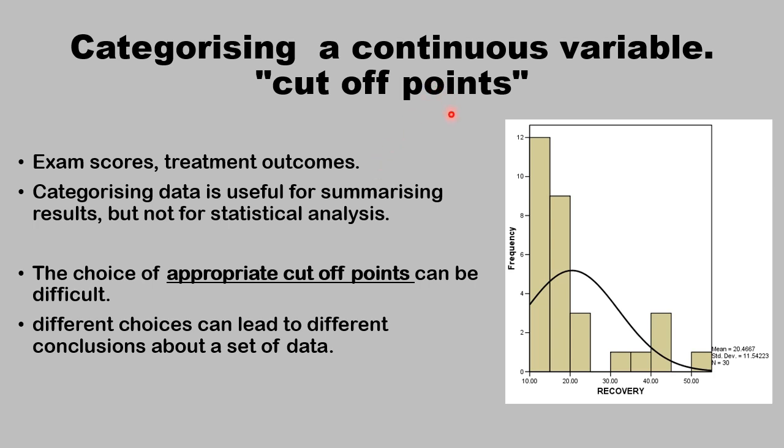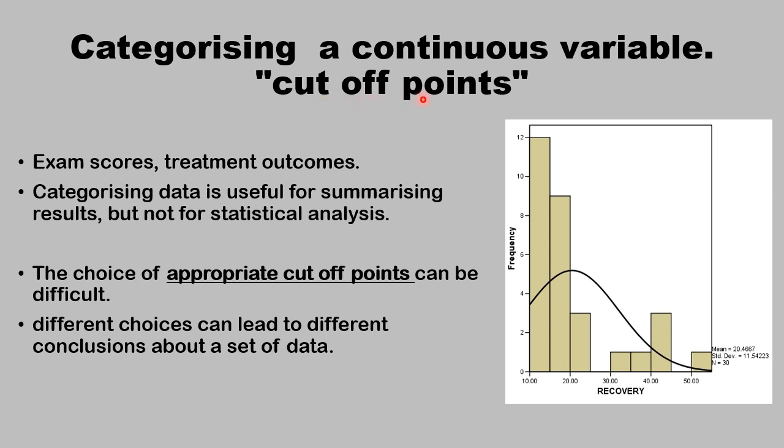Anything below this is a fail. Anything above this is a pass. And that way, we can present and summarize the data in a simpler way, but we also cannot do some statistical analysis because we have lost some of the properties of the data by this type of transformation. The other thing is you've got to be very careful about where to place cut-off points.